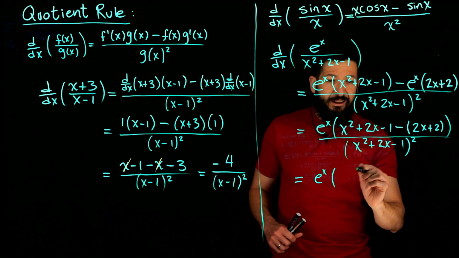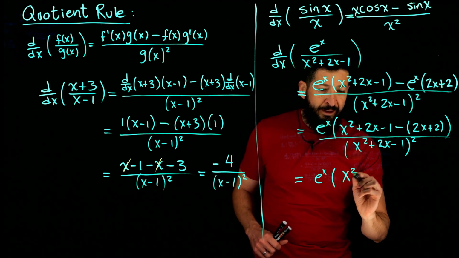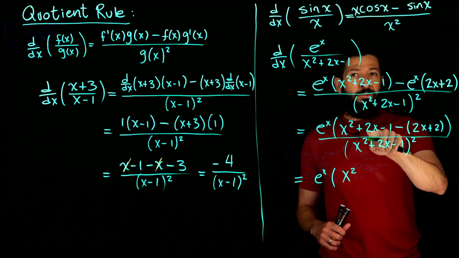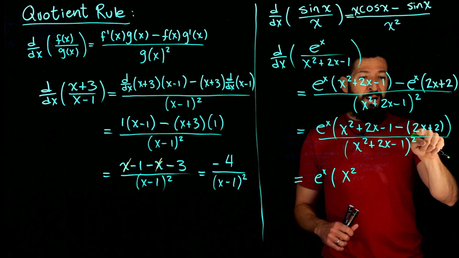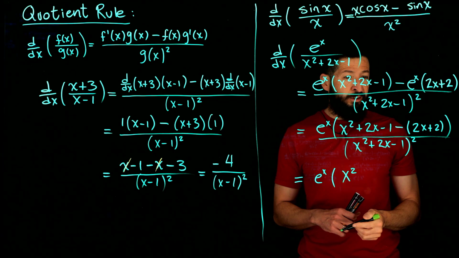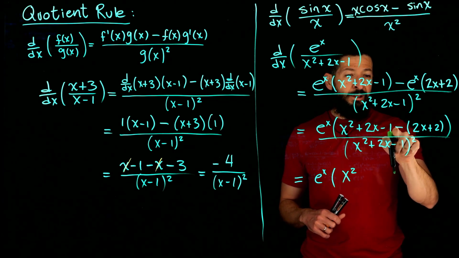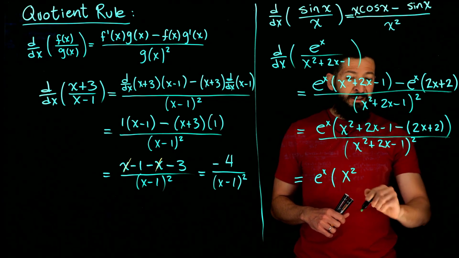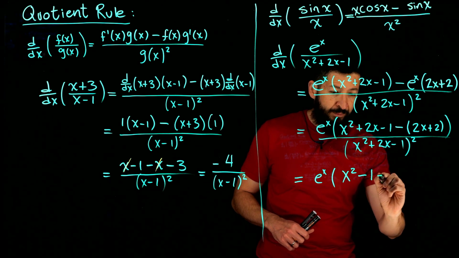So in this particular case, what I have is x squared. Then I look at what I have for the x's. I have 2x minus 2x, which cancels, so nothing there. And then I get minus 1. When I distribute here, I get minus 2. So let's write it out.